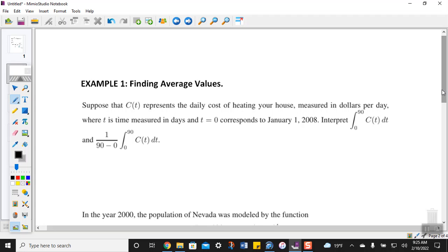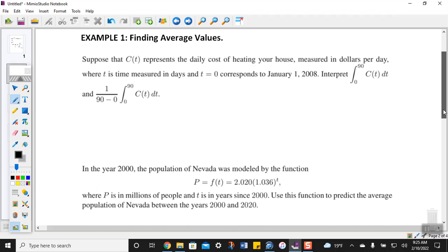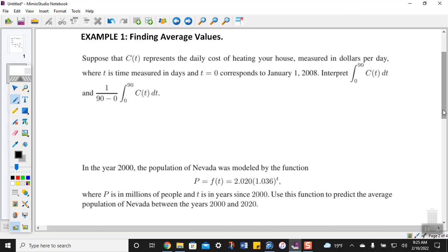All right? So example 1, we're going to go right into this idea of finding average values. Okay? This says, suppose that C of t represents the daily cost of what? Heating your house. How appropriate. It's winter. Okay? We're going to measure this in what, kids? Dollars per day. Where t is the time measured in what? Days. And t equals 0 corresponds to January 1st, 2008. All right? Can I make a sketch of what's maybe going on here? Okay. I'm going to put my little sketch right down here.